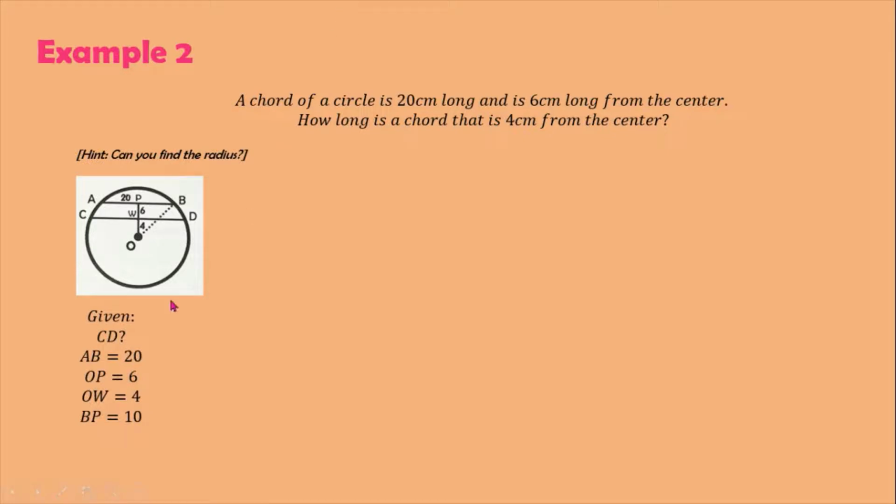So in this illustration, the OB is the radius. So what was our given? We are given AB, which measures 20 centimeter. OP, which measures 6 centimeter. OW, 4 centimeter. And our BP here, 10 centimeter, just 1/2 of this AB.